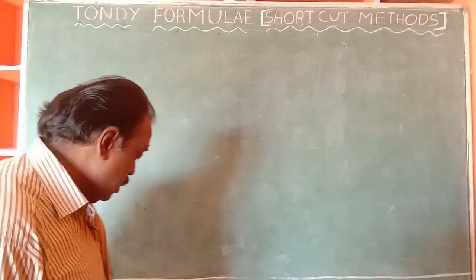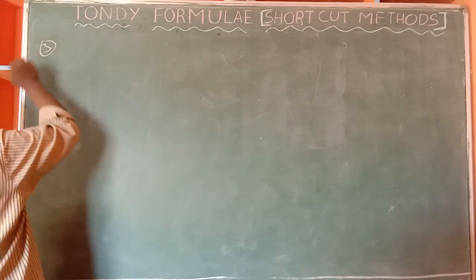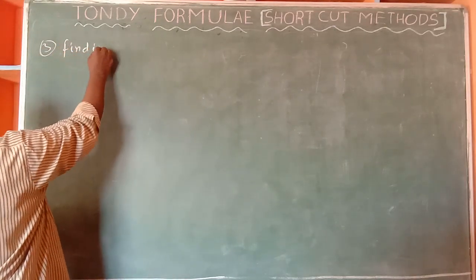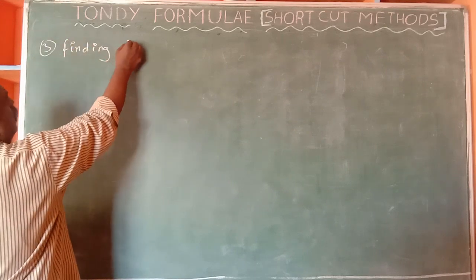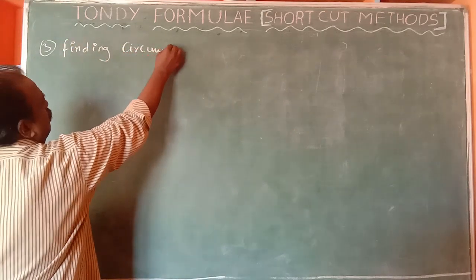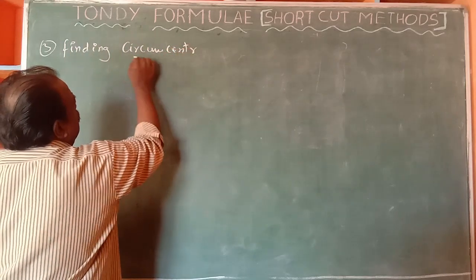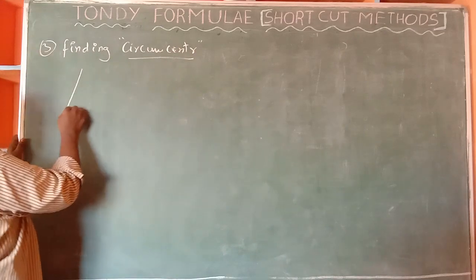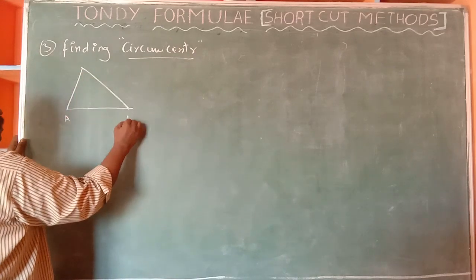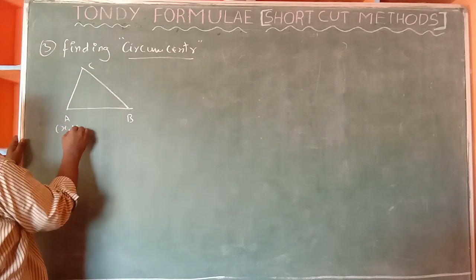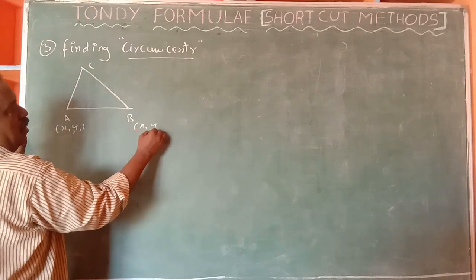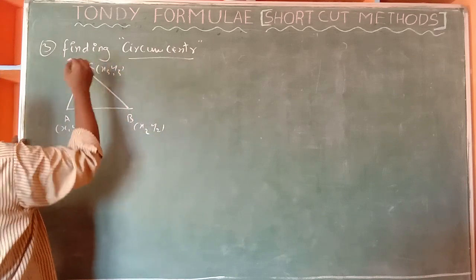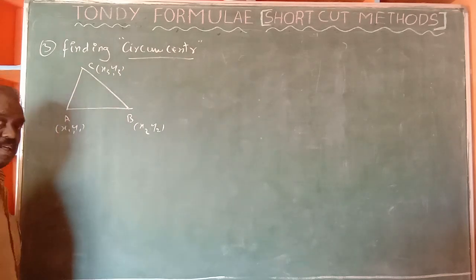Okay. Now, the third formula is finding the circumcenter. Suppose we are given a triangle with vertices x1, y1, x2, y2 and x3, y3, and we need to find the circumcenter.